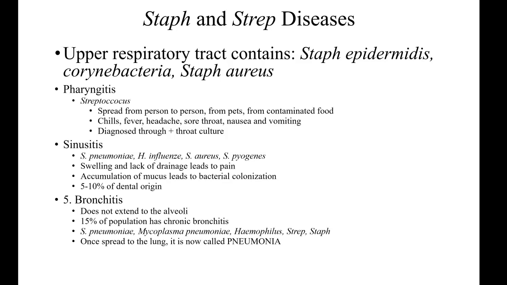So, there are some upper respiratory tract infections that can actually be caused by things like Staph epidermidis, that we affectionately call staph epi, Staph aureus, and then Corynebacteria, which unfortunately we're not going to be seeing in lab. So, pharyngitis, this is caused by streptococcus. So, if you have a strep throat, this can be spread from person to person.